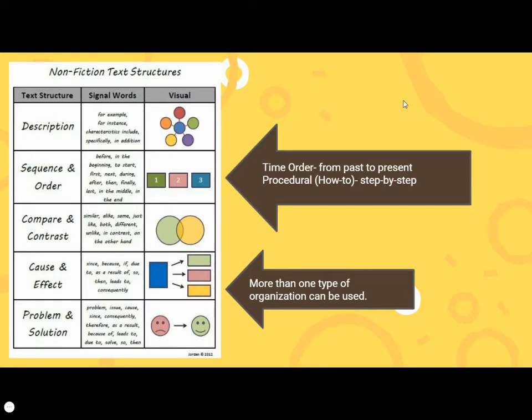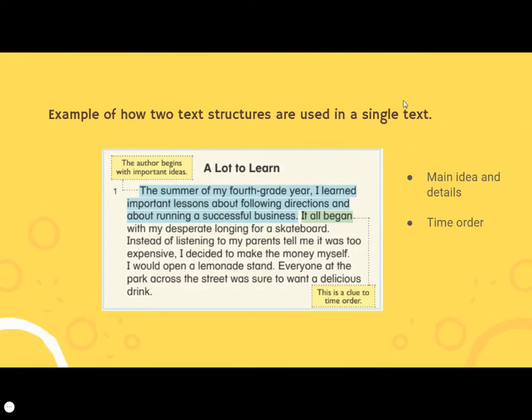Often, authors use more than one kind of organization. For example, you might read a text that is organized in time order, but also tells about causes and effects or problems and solutions. Look for clues in the beginning of a passage to figure out how ideas are organized. Here is an example of how two text structures are used in a single text. Follow along as I read this excerpt.